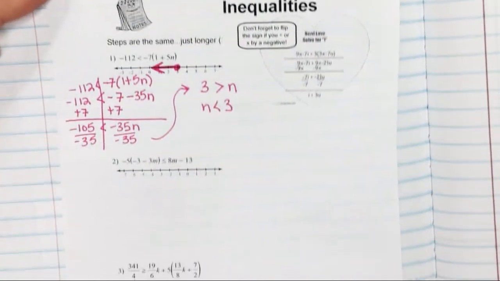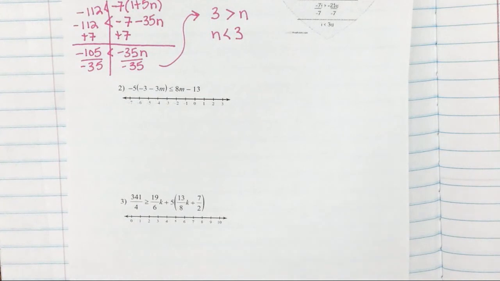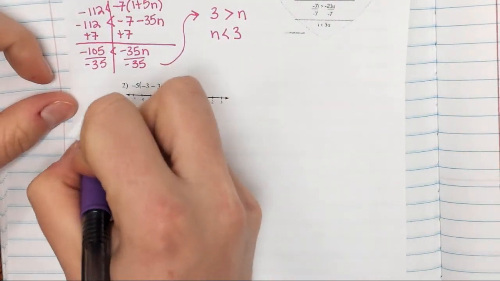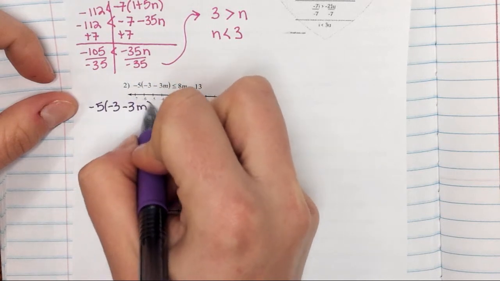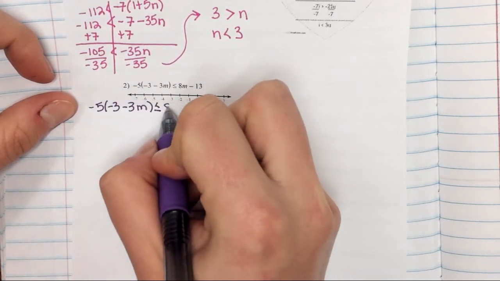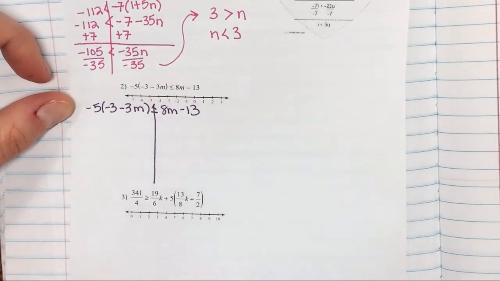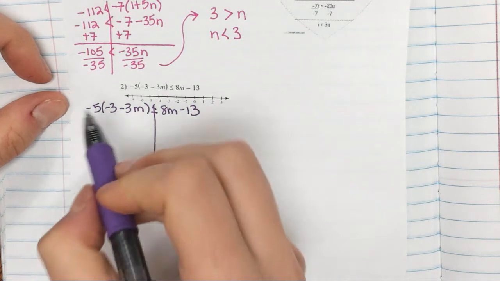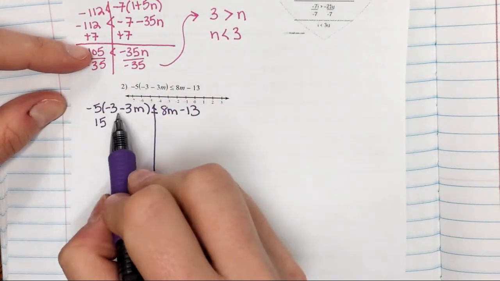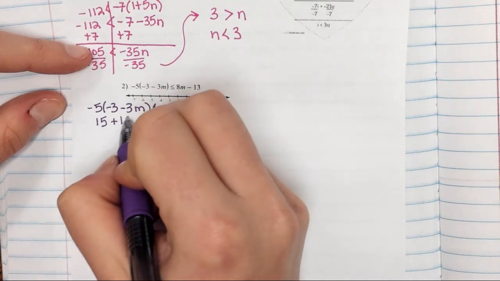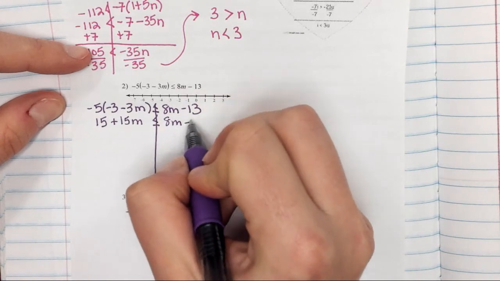Right, example number 2, I'm going to switch colors here just so we don't get confused. I have negative 5 times the quantity negative 3 minus 3m is less than or equal to 8m minus 13. First step is still distributive property. Negative 5 times negative 3 is 15. Negative 5 times negative 3m is a positive 15m. Less than or equal to 8m minus 13.